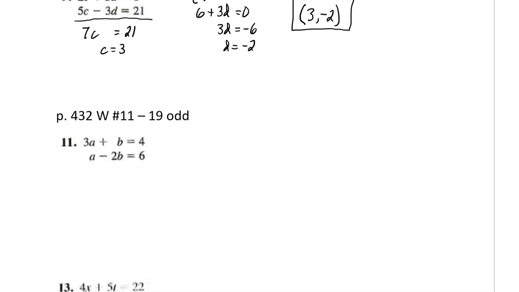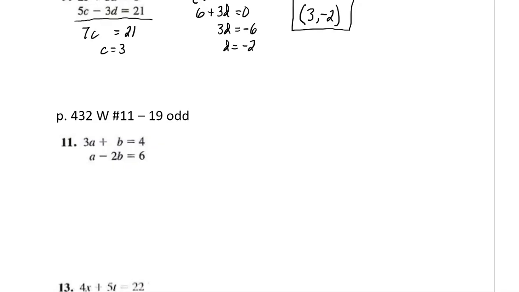Now, the next set of problems, solve with elimination. For elimination method, we want to have opposite variable terms. The a terms are not opposites. The b terms are not opposites. But using multiplication, we can create opposite terms.